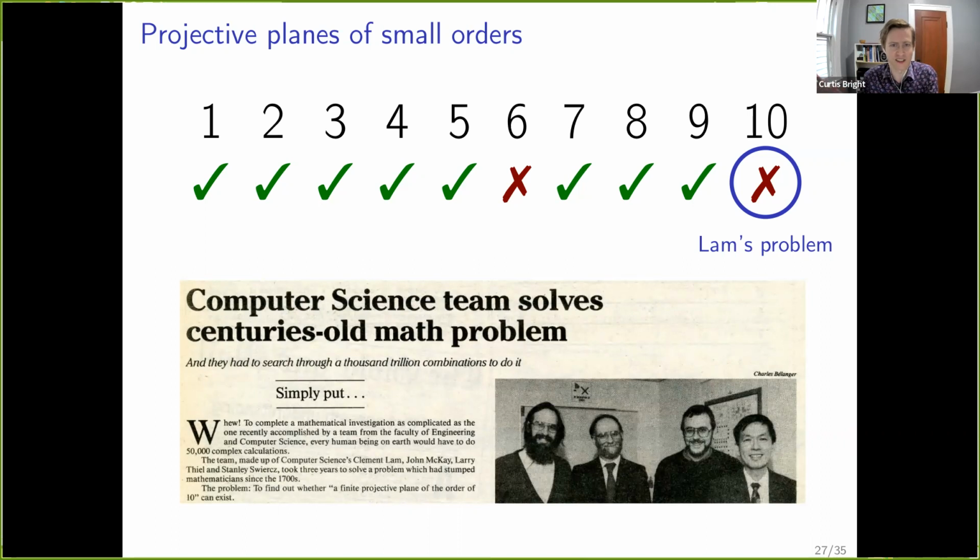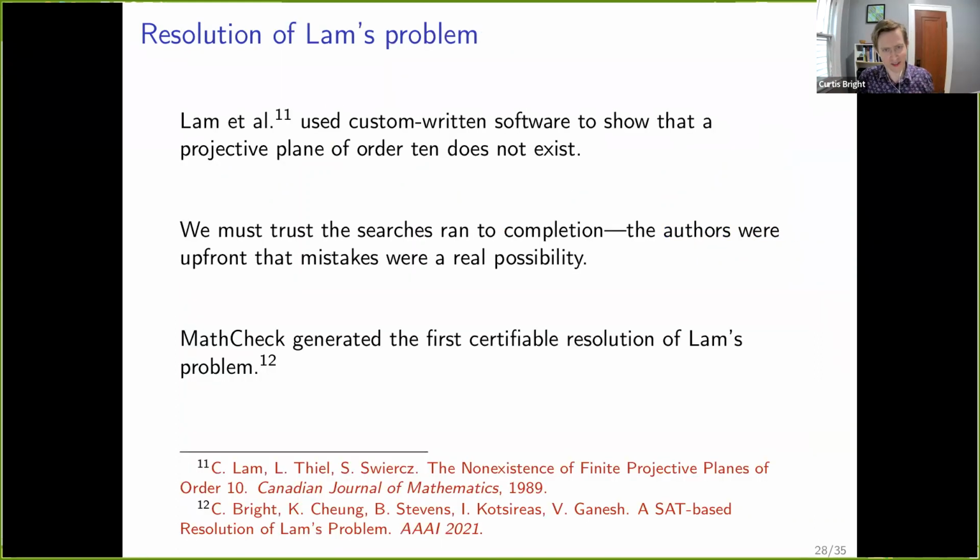This was in the 80s, right? It was an amazing piece of work. They got a lot of press for it, front page of the New York Times. And their final result was, after the exhaustive search had been done, no projective plane of order 10 was found. Okay, so this is basically the only other case that we know of where the problem has been solved. Okay, now has it been solved though?